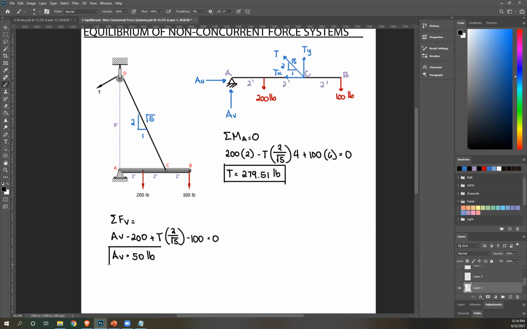Okay, and then finally, to solve for the horizontal component of the reaction, summation of forces H equals 0. So AH to the right, so positive AH. Next, we have this TX to the left. So TX is the horizontal component of T, so that's just T times horizontal side, which is 1, over hypotenuse square root of 5. Once again, T is 279. So from this, I can solve for AH, which is 125 pounds.